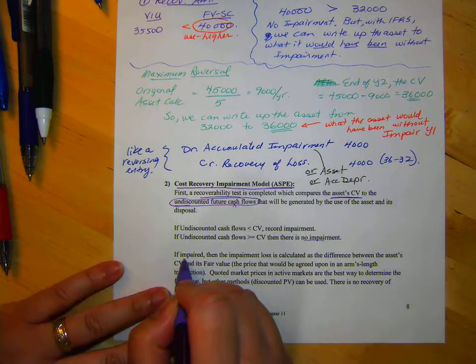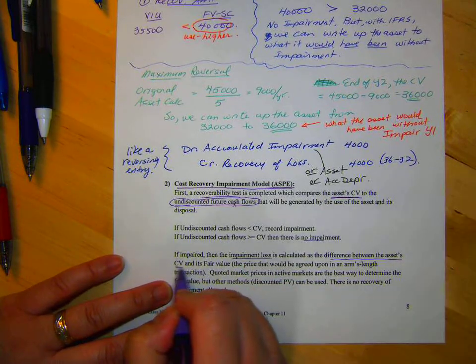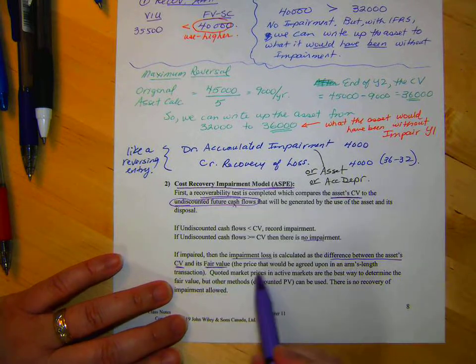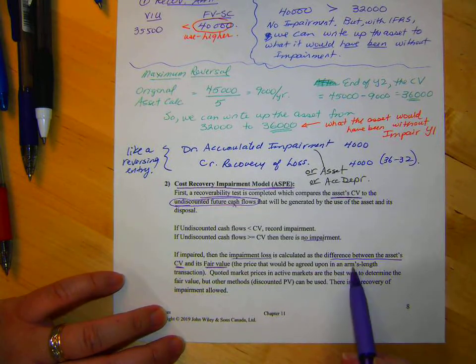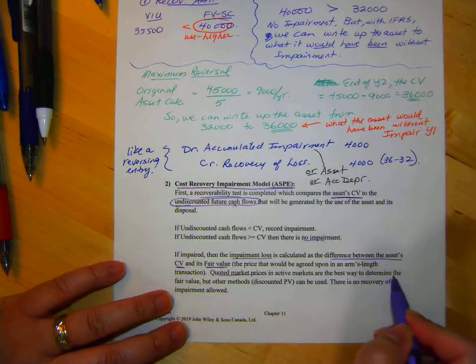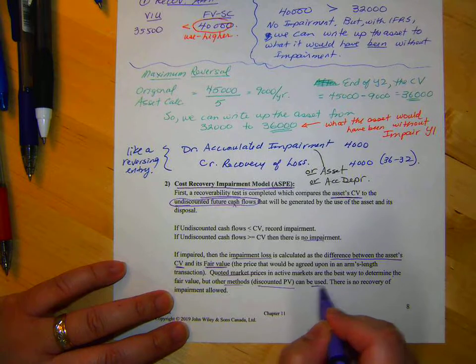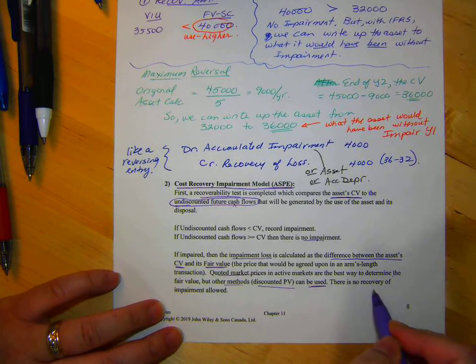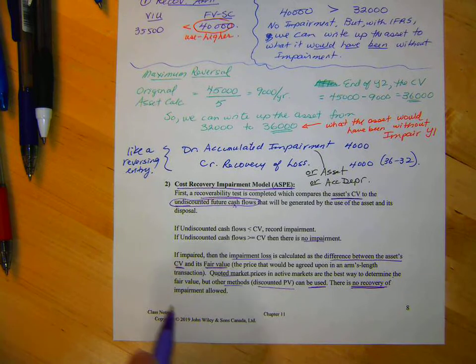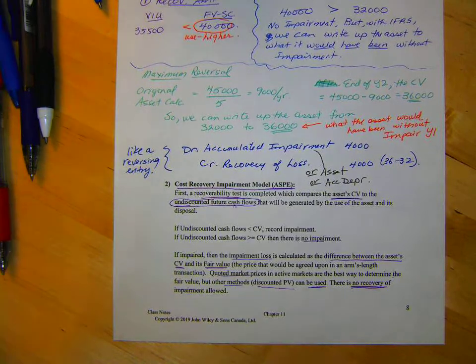However, the impairment loss is calculated differently. It's the difference between the asset's carrying value and the fair value, which they call the price that would be agreed upon in an arm's length transaction. So quoted market prices in active markets are the best way to determine the fair value, but other methods such as discounted present value can be used. Okay? No recovery of it under ASPE. Now remember, ASPE is the one that needs a trigger. IFRS, you review it routinely.